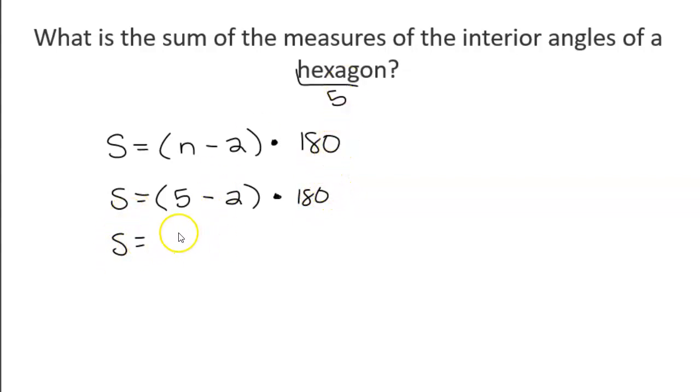All right, let's do parentheses first. 5 minus 2 is 3. And then 3 times 180 is 540.